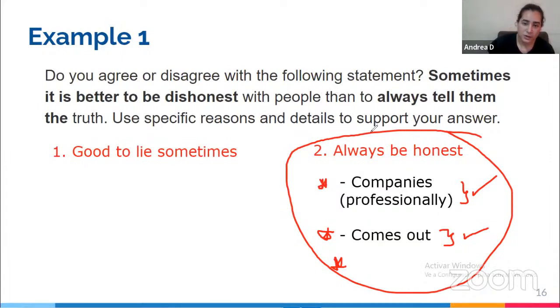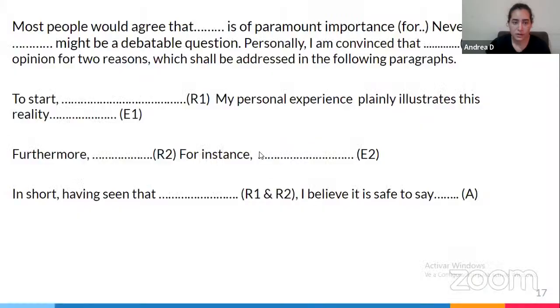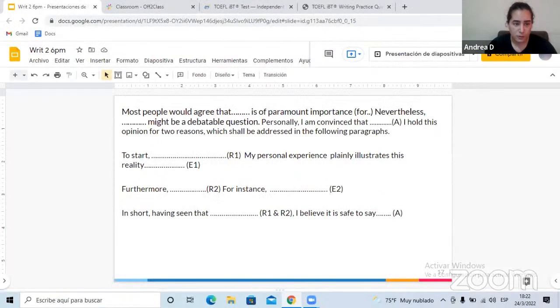So this is what we're gonna do then. Any questions so far about this process of outlining the reasons? Okay.